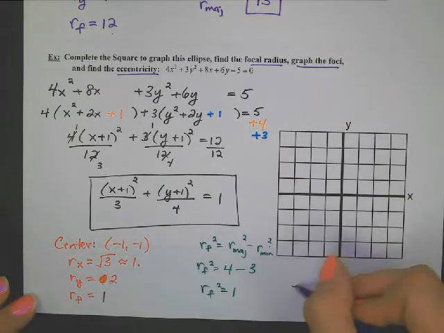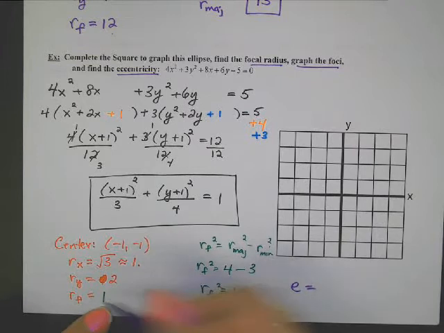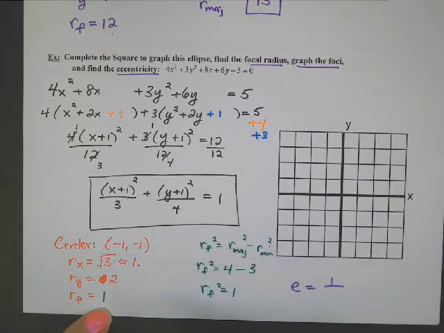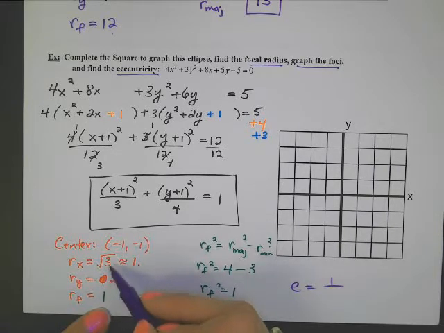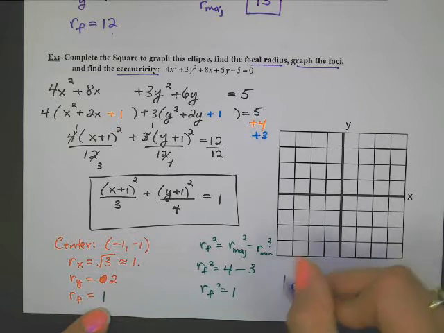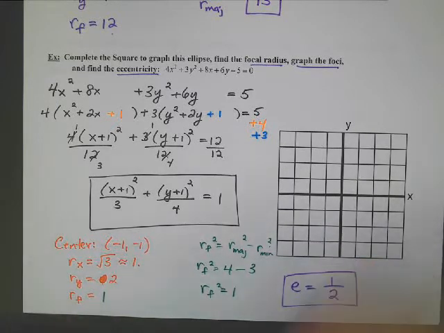Okay, so let's state the eccentricity then. Eccentricity is focal radius 1 over the major. Not the square, just the regular. So who is bigger, 2 or radical 3? 2. So the eccentricity is a half. Okay, eccentricity doesn't get graphed. That's just a fact that you know about the ellipse.